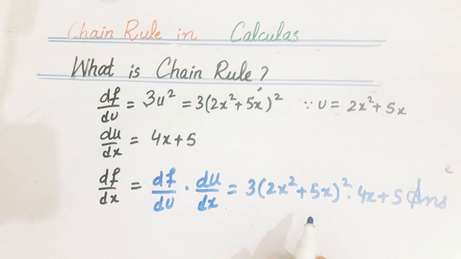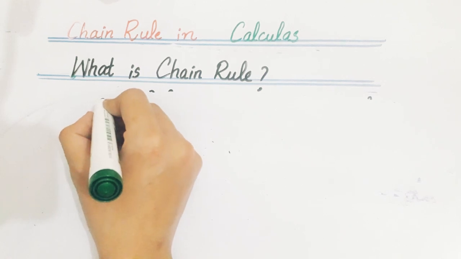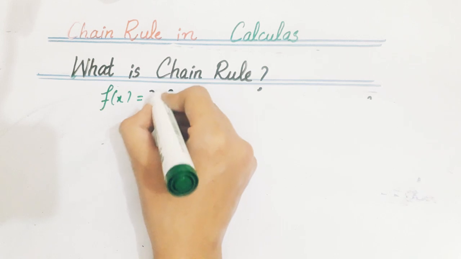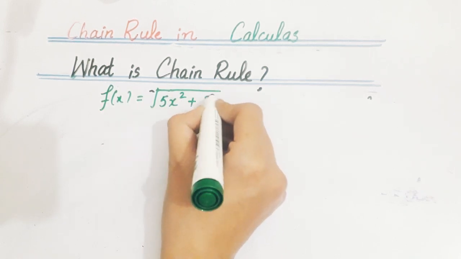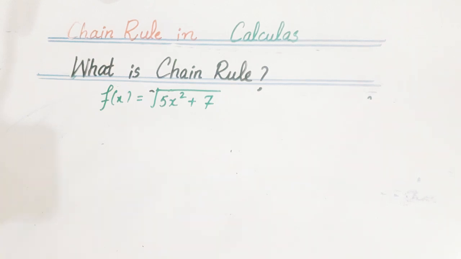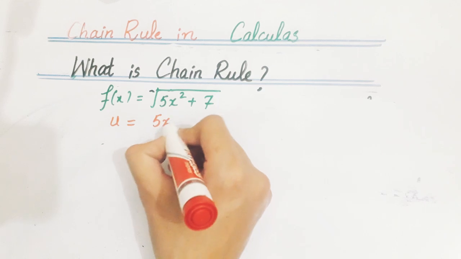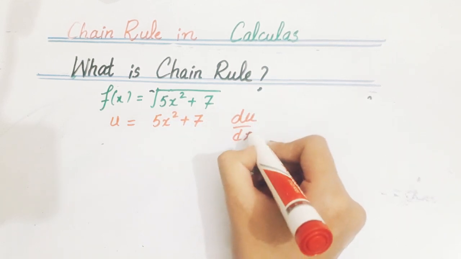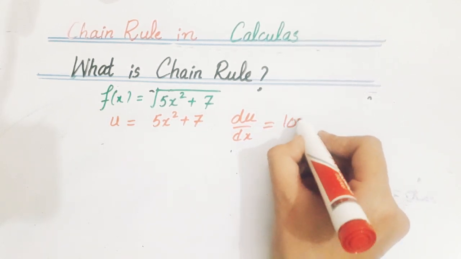Now we will solve another example to elaborate this concept. Now consider another function, f of x equals square root of 5x square plus 7. First of all, consider the inner function, that is equal to u. So 5x square plus 7, then take du by dx, that will be equal to 5 into 2 is 10. So simply this is 10x.